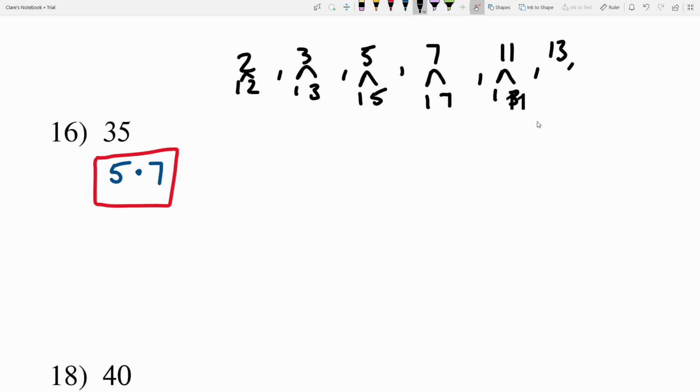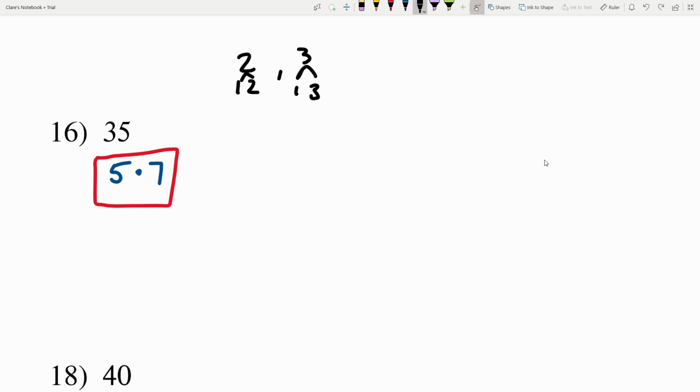Well, 15 is also divisible by 3, so 15 wouldn't work. 17 would work. 17's divisible by 1 and itself, and that's it, and so on. So there's lots of different prime numbers. So just try to find those numbers that are only divisible by 1 and itself. That's what makes it prime. So let's continue on now that I've quickly reviewed that.